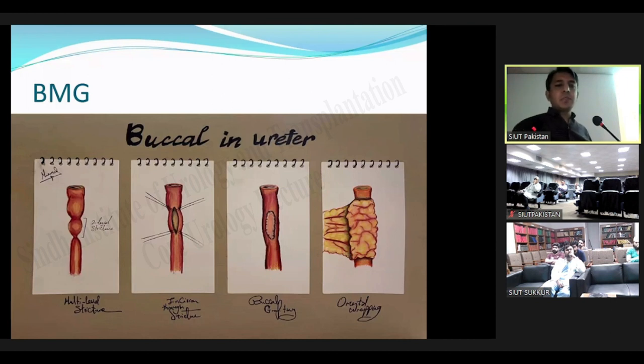So the buccal mucosal graft is actually done in a condition of complex stricture or repeated procedures, in which this is a multi-level stricture in which the incision is given through one side of the ureteral stricture, and then the buccal graft is placed over it, and then it is wrapped with omental wrapping. This is taken from Twitter.